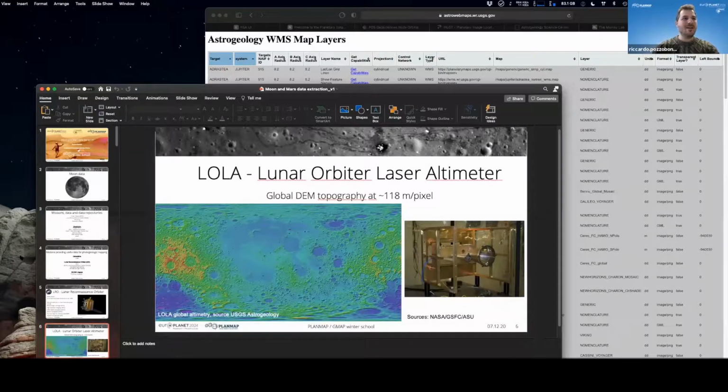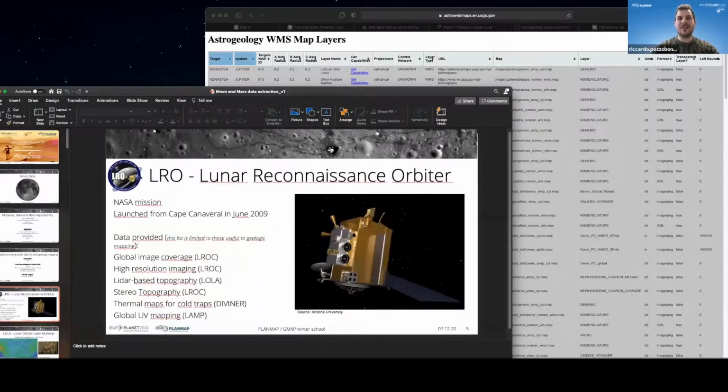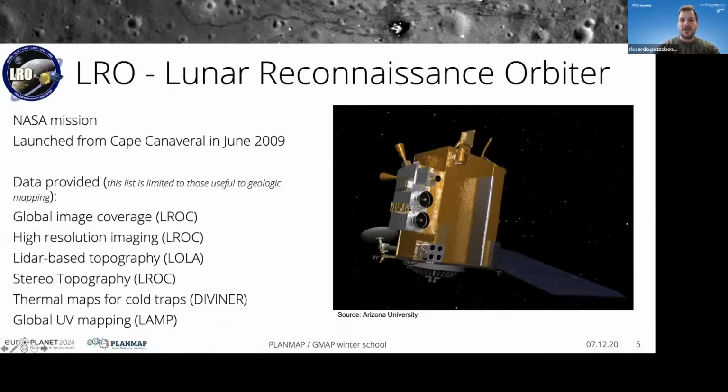Okay, so we were briefly mentioning the Lunar Reconnaissance Orbiter, right? A very important mission, high resolution data, imaging of the whole surface at medium resolution from the LROC camera, but also at high resolution. We have LiDAR-based topography, so laser topography, stereo topography as well from stereo pair images, thermal maps for cold traps in permanently shadowed craters, and also UV mapping in ultraviolet. This is just limited to the datasets used in photogeologic mapping.